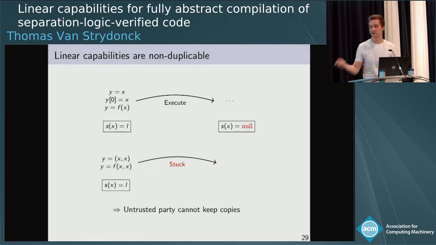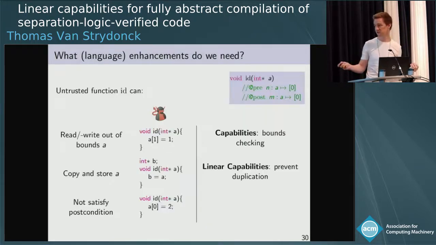So the consequence of this is that we know that an untrusted party, if we possess the linear capability, could not have kept a copy. So in this case, after our call to the ID function, we could check that we actually possess the linear capability A, and then we would know for a fact that ID could not have kept a copy of it.